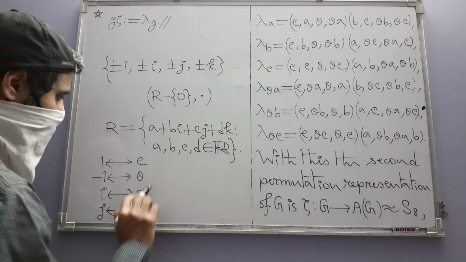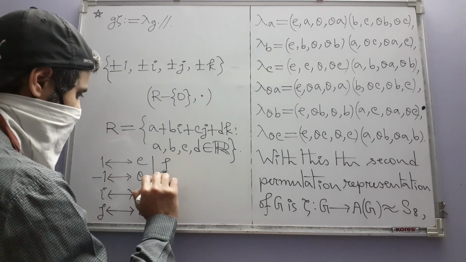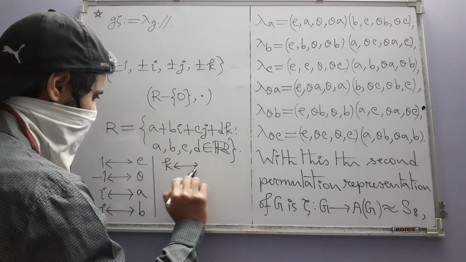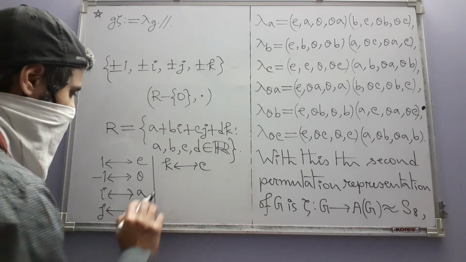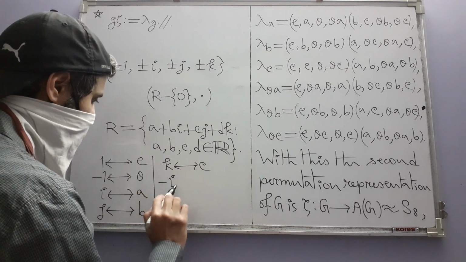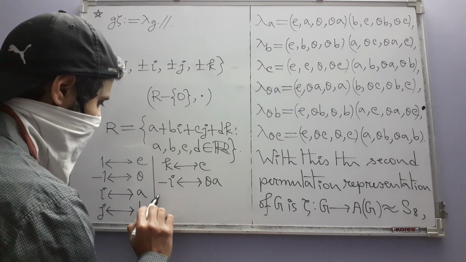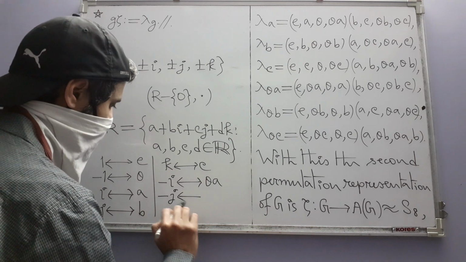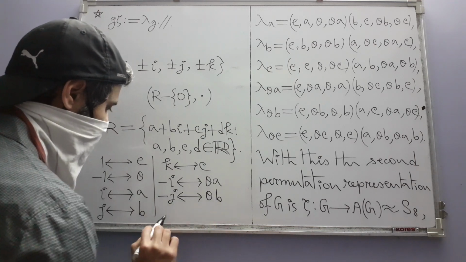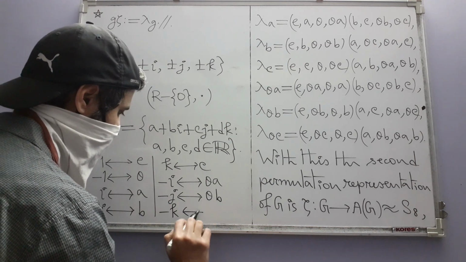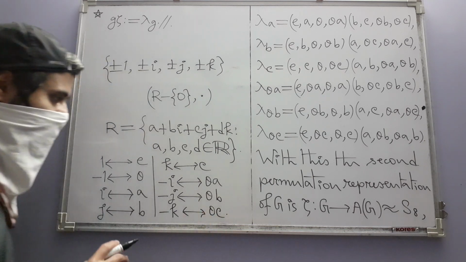J corresponds to B, K corresponds to C, and of course -I corresponds to theta A, -J corresponds to theta B, -K corresponds to theta C. But what is the mistake?